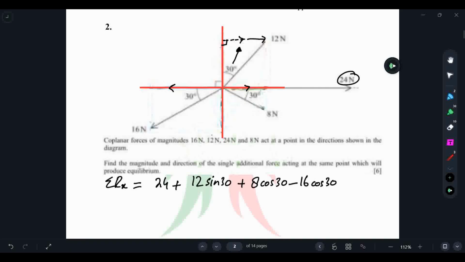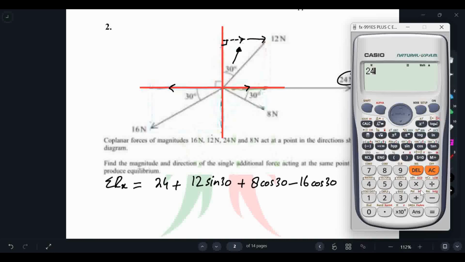So let's find out the values. 24 plus 12 sine of 30 plus 8 cos of 30 minus 16 cos of 30. The answer will be 10.9. But one thing to check is that my calculator is in radian mode. You have to be very careful about this. You need to convert it into degree mode. Now if you find the values, your answer will be 30 minus 4 square root of 3.